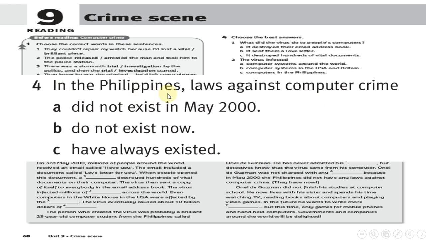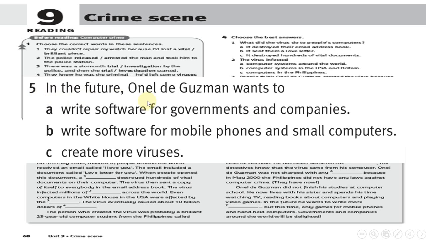4. In Philippines, people laws against computer crime. في هذاك الوقت قوانين ضد الجرائم الإلكترونية didn't exist in May 2000, didn't exist now, have always existed. exist بمعنى موجود. ما كانت موجودة في سنة 2000 شهر 5. Okay. 5. In the future, O'Neill D. Guzman wants to write software for governments and companies, write software for mobile phones and small computers, create more viruses. Actually, the answer is B.